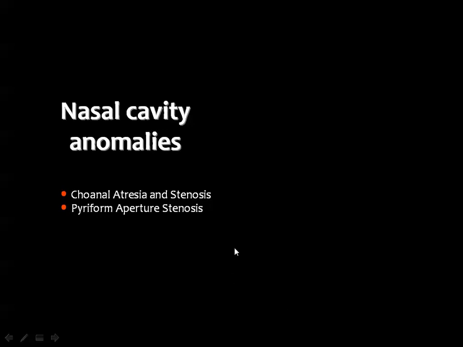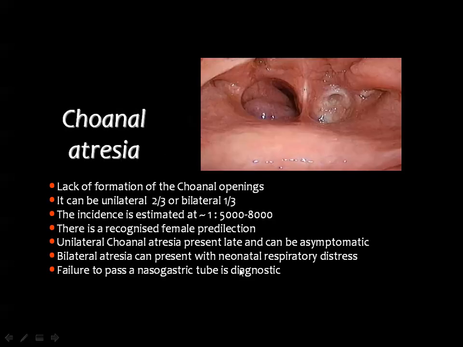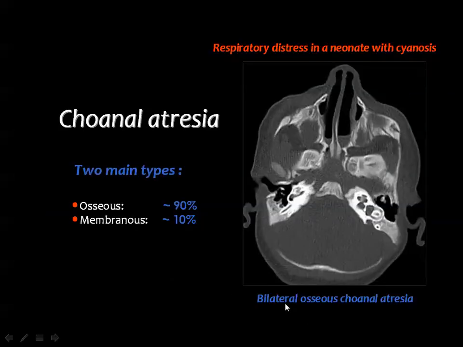The 2 main anomalies in the nasal cavity are the choanal atresia or stenosis and the piriform aperture stenosis. And of course, you know that choanal atresia is one of the lesions that we encounter frequently in clinical practice, especially for those who are working in children's hospitals. Then choanal atresia was previously diagnosed by a very old technique known as nasopharyngogram, but nowadays the CT is of great help to assess this anomaly.